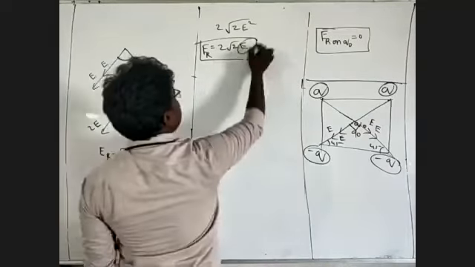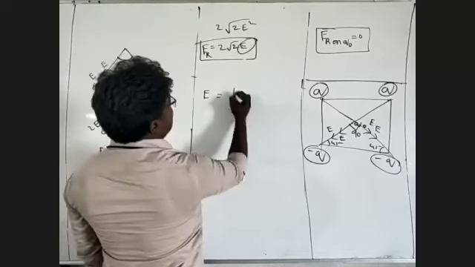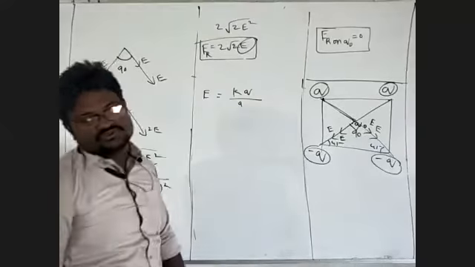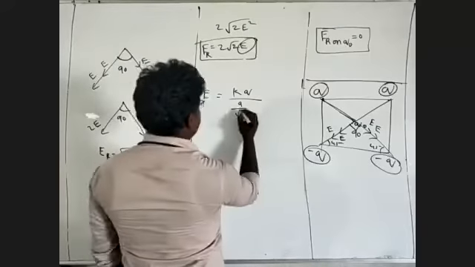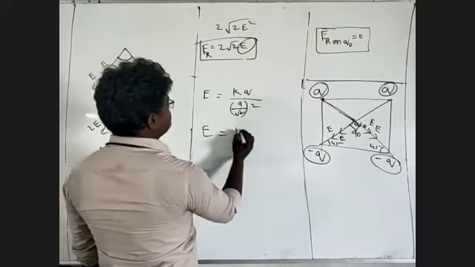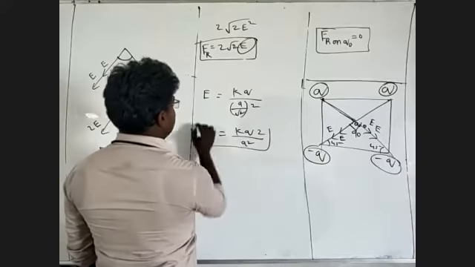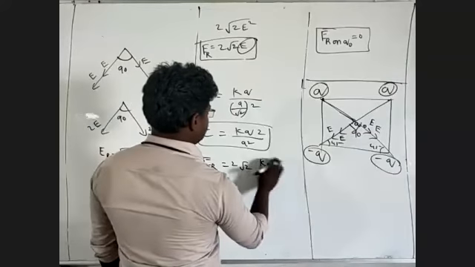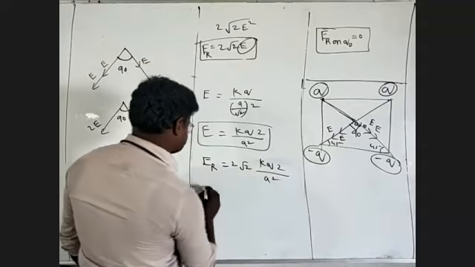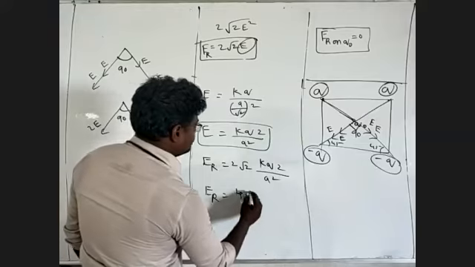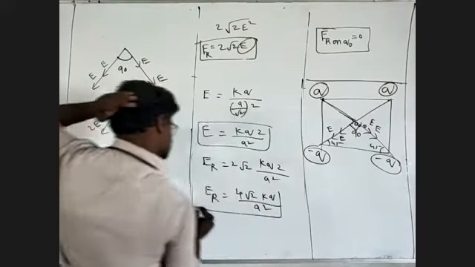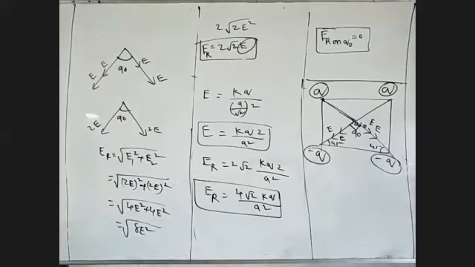E is equal to K Q by (a by root 2) whole square. So E is equal to 2KQ by a square. Overall your answer, E_R, is equal to root 2 times 2KQ by a square, so E_R is equal to 4 root 2 KQ by a square. This is your answer. That is your answer.